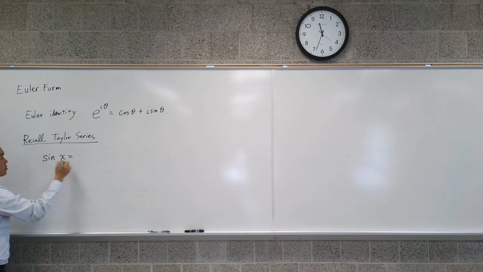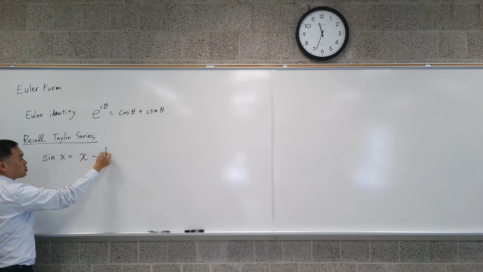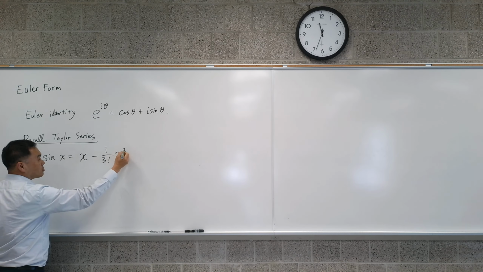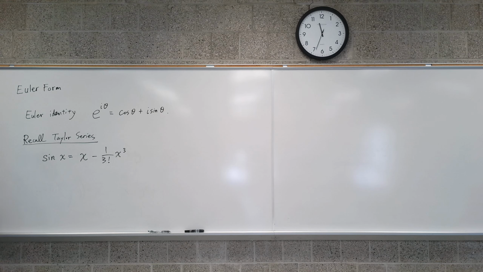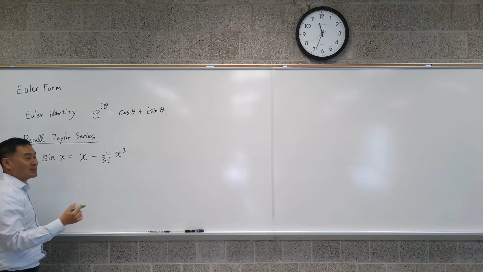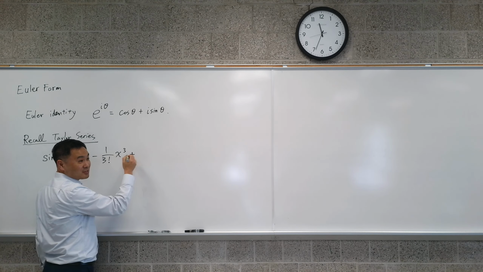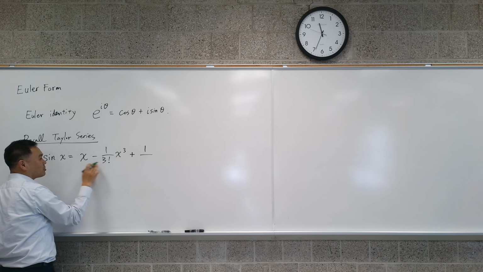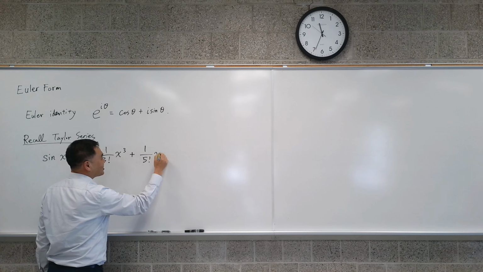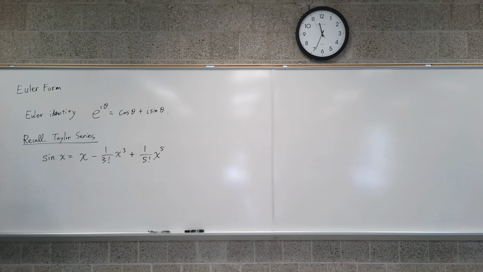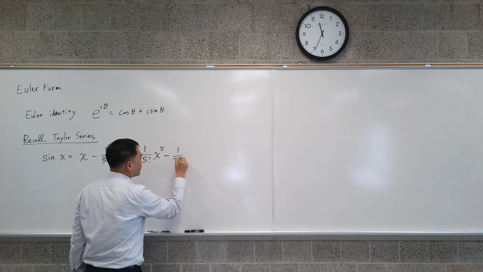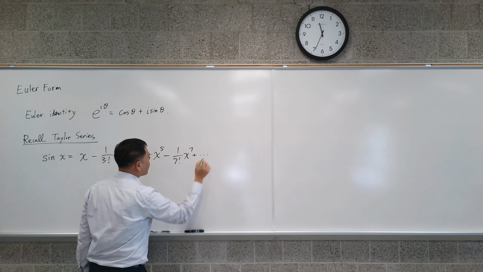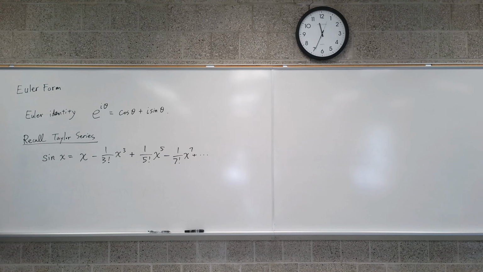Does anyone remember the Taylor series of sine of x? x minus 1 over 3 factorial x cubed. What's the next one? There's a pattern, right? No, 1 over 5 factorial, x to the fifth, and then minus. How do you get this?